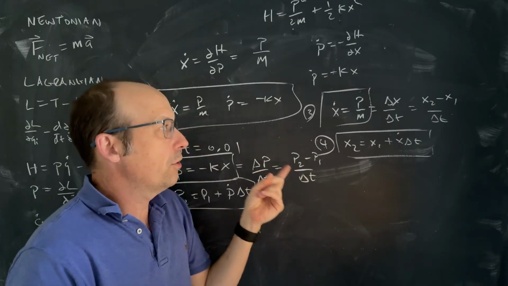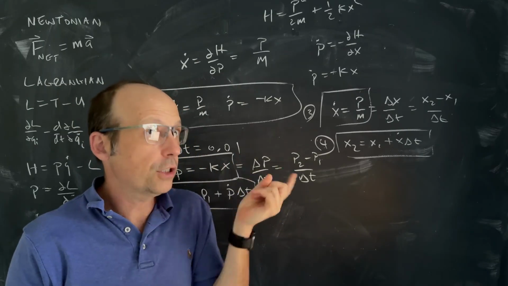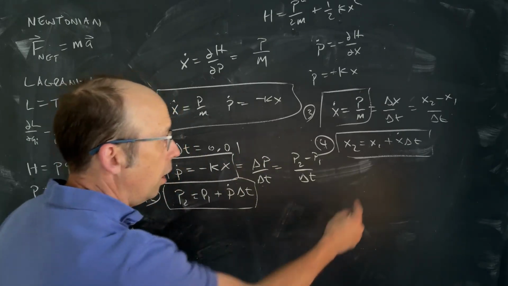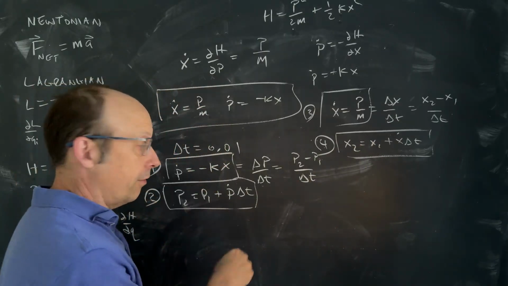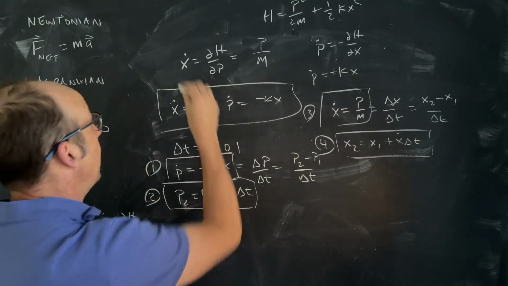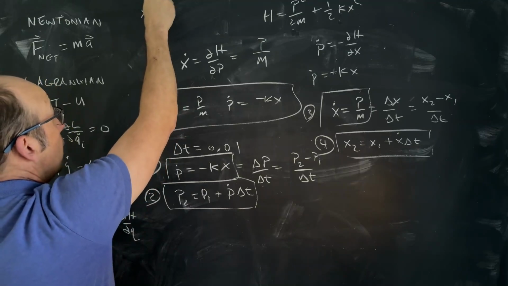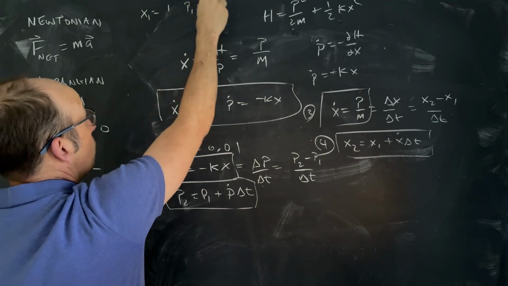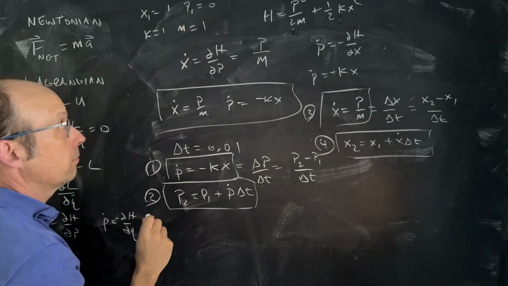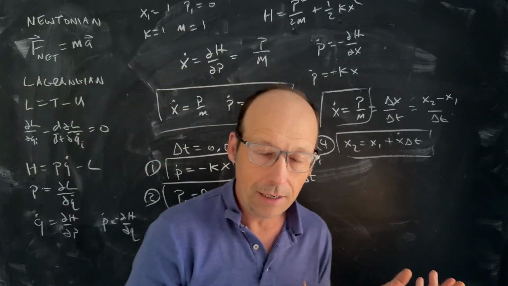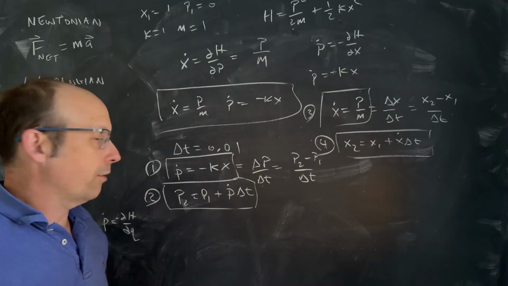So if I want to do this for a bunch of time intervals, I do need to know x1, and I do need to know p1. I need to know both of those things. So let's just pick some values up here. I'm going to say x1 equals 1, p1 equals 0, k equals 1, m equals 1. Just because, it doesn't really matter. And then let's model this system.